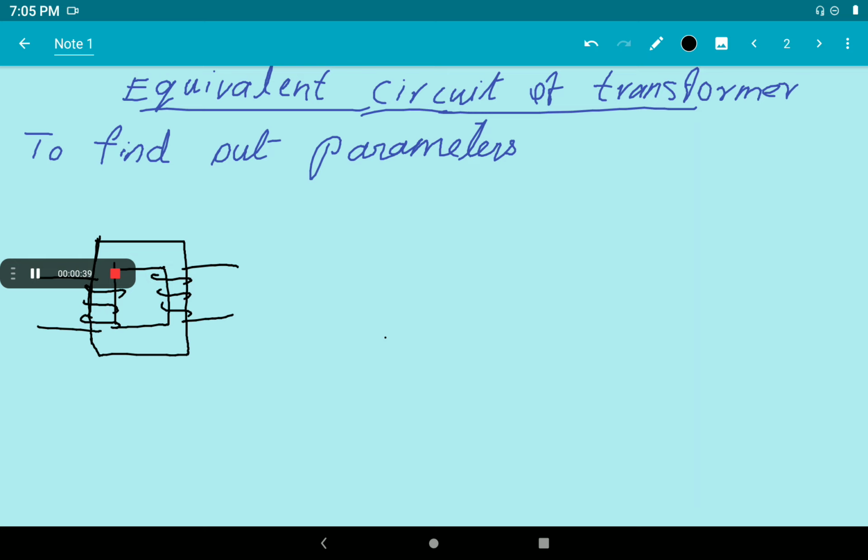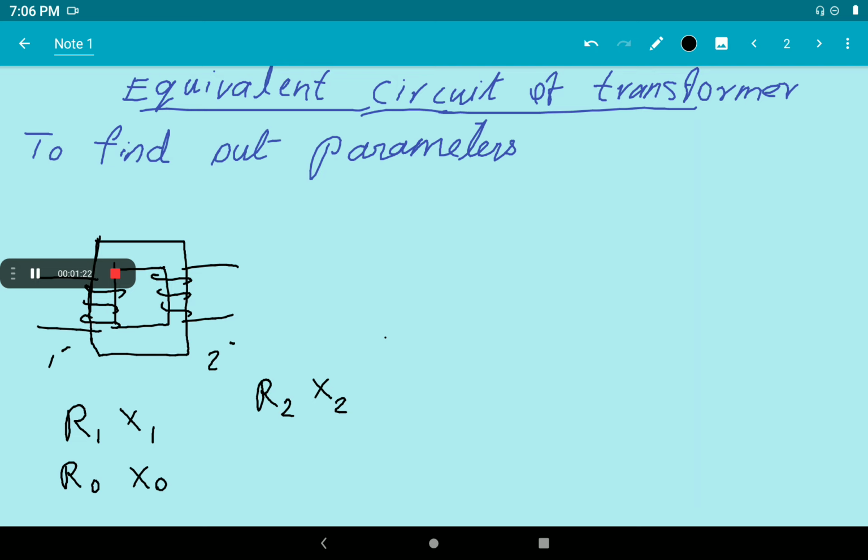So usually we represent the magnetic circuit of a transformer like this, primary side and secondary side. Okay. So there are four main parameters: the equivalent resistance on the primary side R1 and reactance on the primary side X1, and also the magnetic parameters at no load condition R0 and X0, and resistance R2 and reactance X2 on the secondary side. These are the different parameters of the equivalent circuit. So by determining these parameters, we can find out the performance of a transformer.